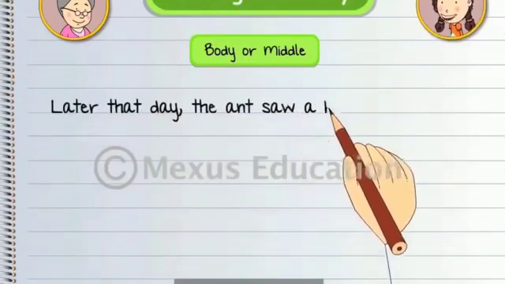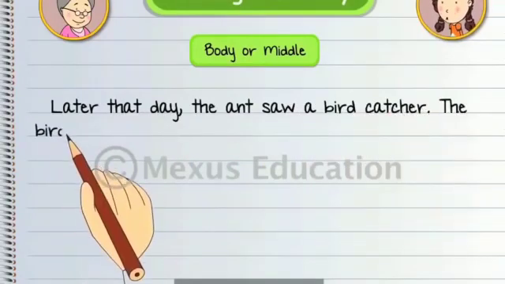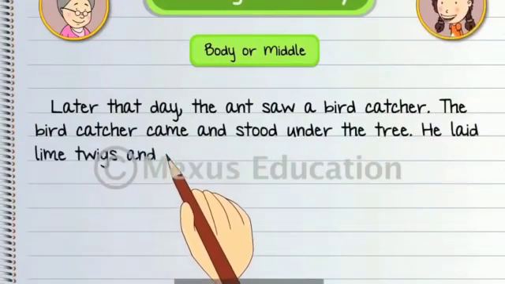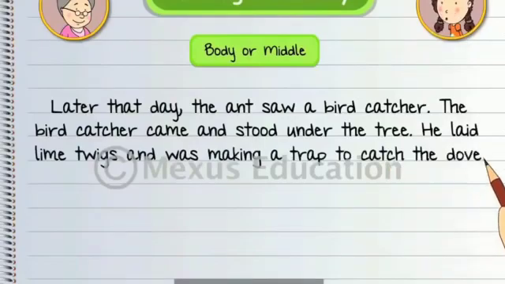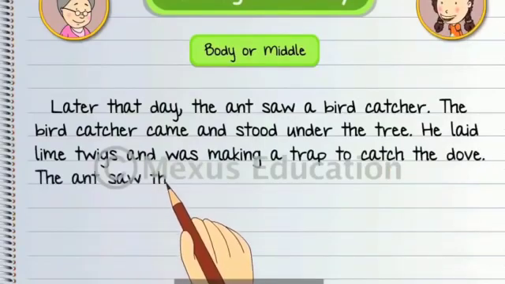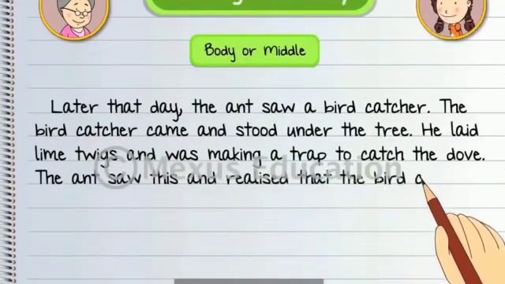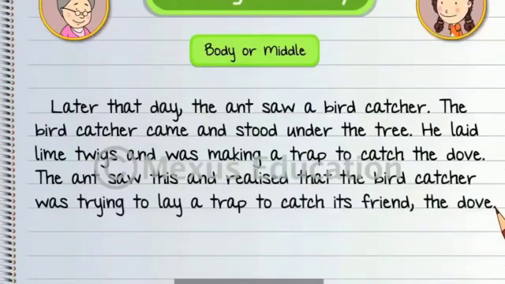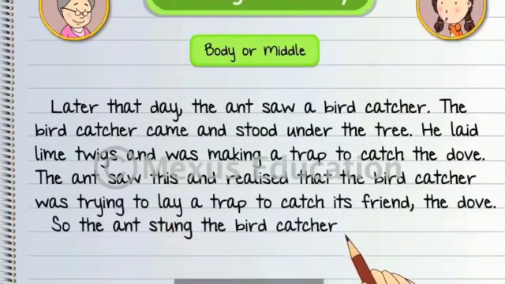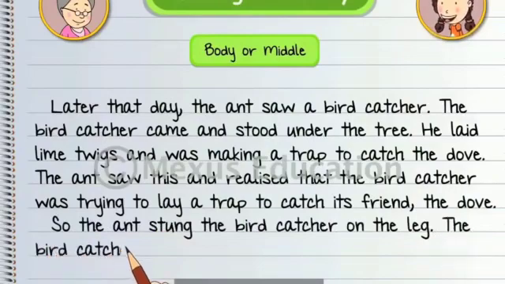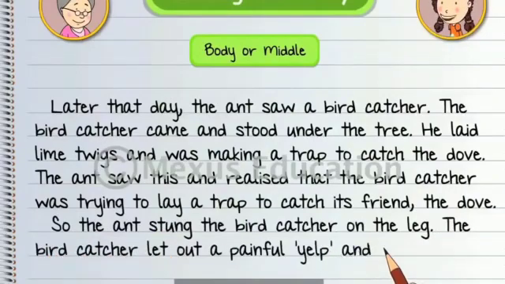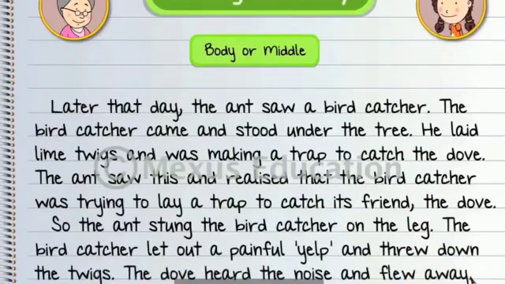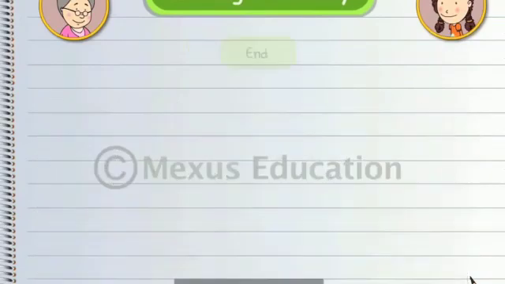Later that day, the ant saw a bird catcher. The bird catcher came and stood under the tree. He laid lime twigs and was making a trap to catch the dove. The ant saw this and realized that the bird catcher was trying to lay a trap to catch its friend, the dove. So the ant stung the bird catcher on the leg. The bird catcher let out a painful yelp and threw down the twigs. The dove heard the noise and flew away.